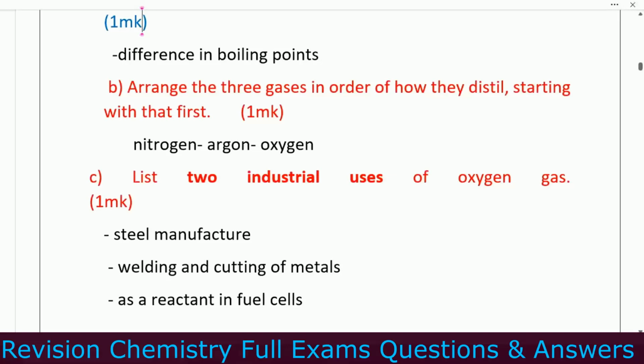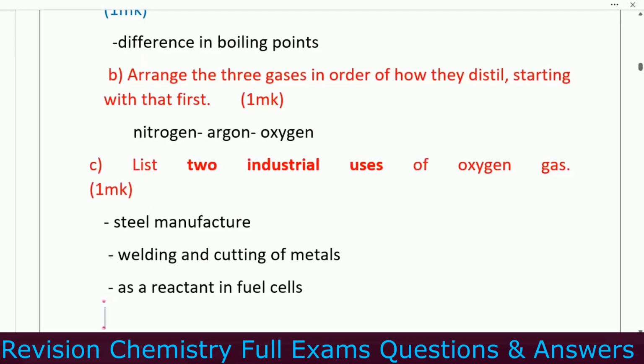Next, list 2 industrial uses of oxygen gas. They repeat this even in KCSE, industrial uses of oxygen. Number 1, in the manufacture of steel. Number 2, welding and cutting of metals. Next, as a reactant in fuel cells.